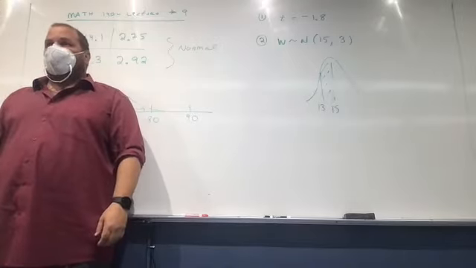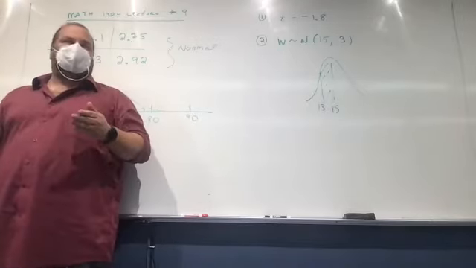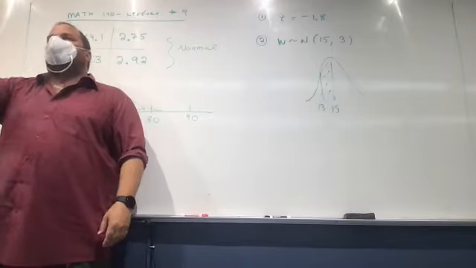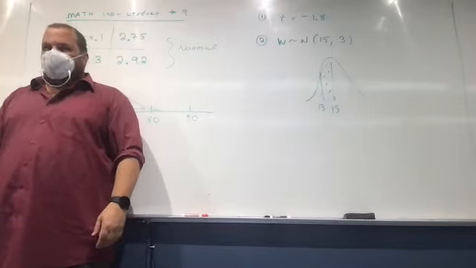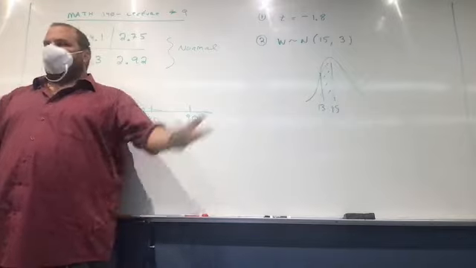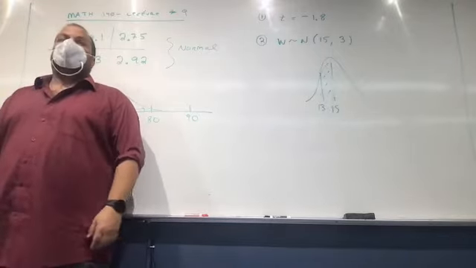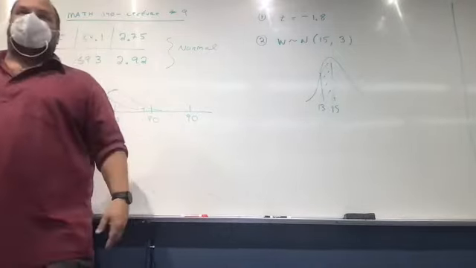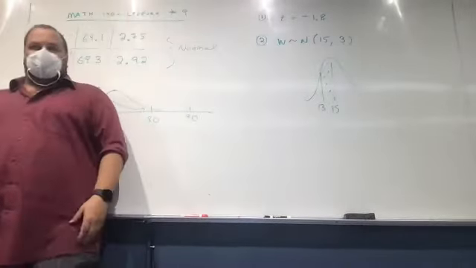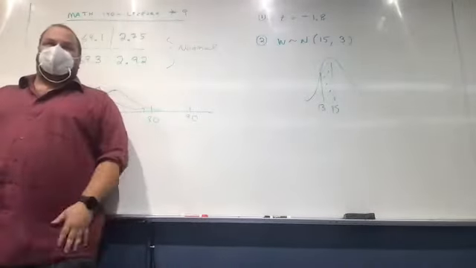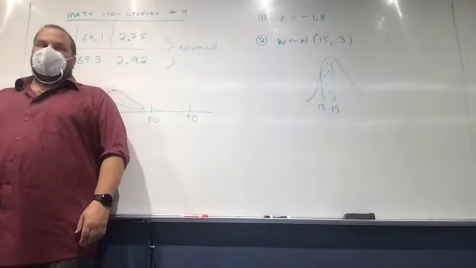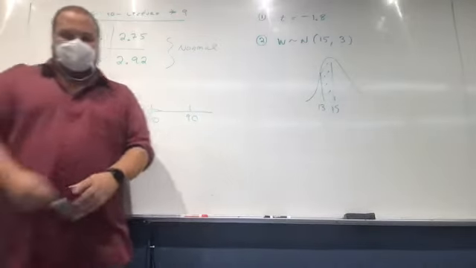Scott, I cannot hear. You want me to give you actual calculator presses? Just tell me what your strategy is using your calculator. You use inverse norm, 0.10, and I enter in the mean and standard deviation. Beautiful. What was the answer? 11.15, 11.16, something like that. Anything less than 11.16 pounds would be the lowest 10%. Okay, so that's part of the lowest 10%.